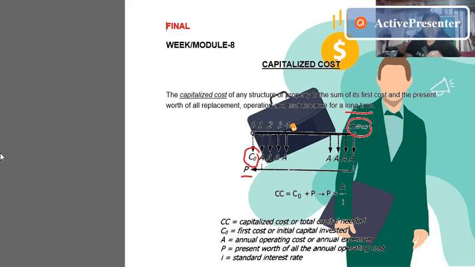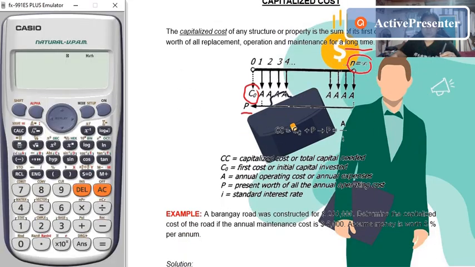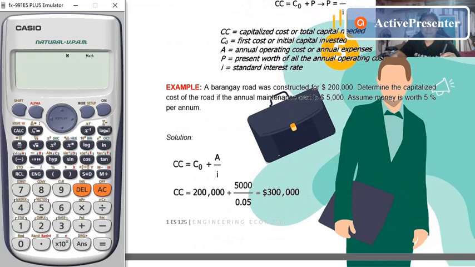So let's have our example for better understanding. For our number 1 example, a barangay road was constructed for $200,000 US. Determine the capitalized cost of the road if the annual maintenance cost is $5,000. Assume money is worth 5% per annum.